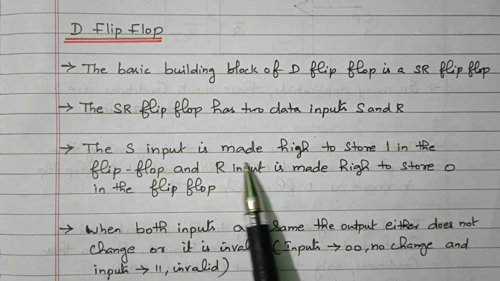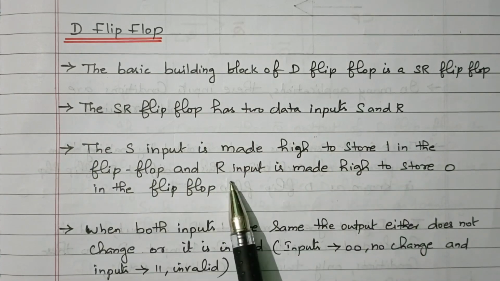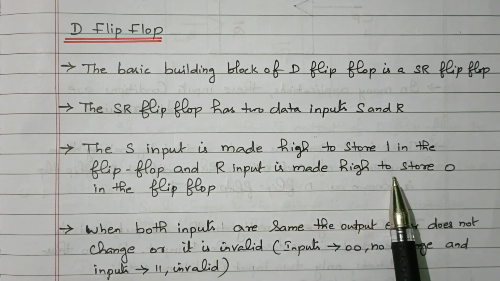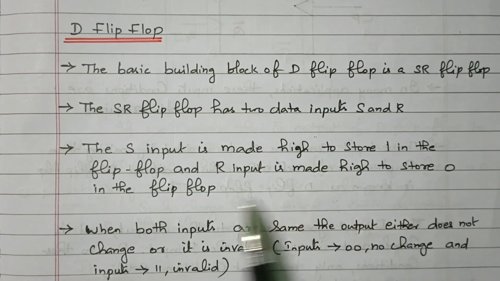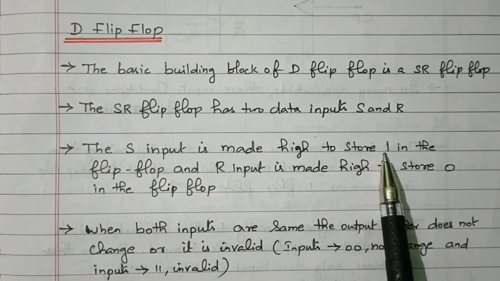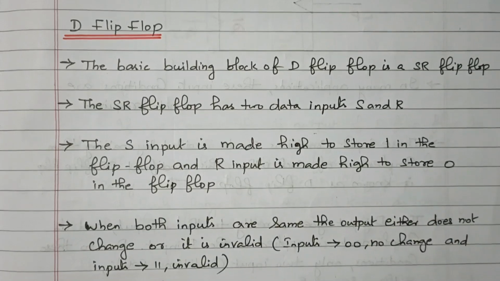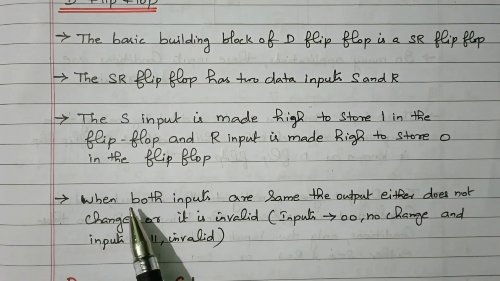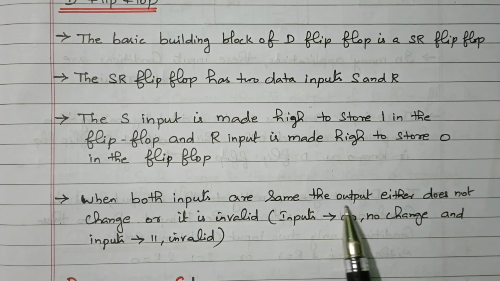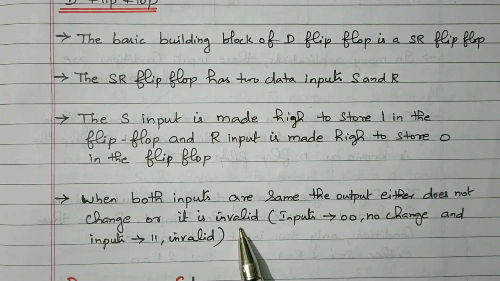The S input is made high to store 1 in the flip-flop, and the R input is made high to store 0 in the flip-flop. If S is high, then we can store 1. If R is high, we can store 0. That is the basic of the SR flip-flop. When both the inputs are the same, the output either does not change or it is invalid. So that is the disadvantage of the SR flip-flop.